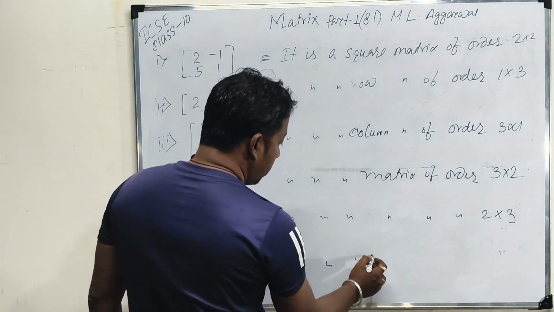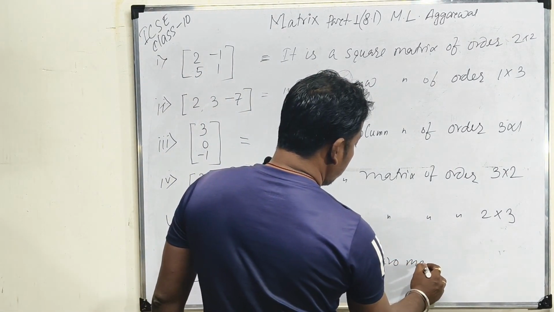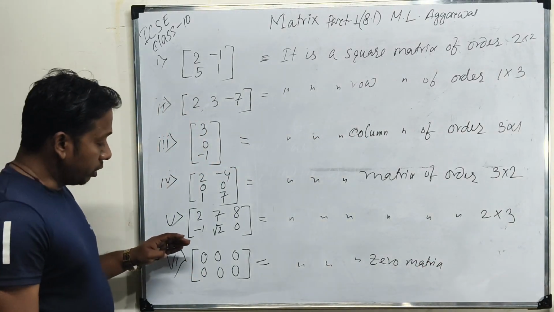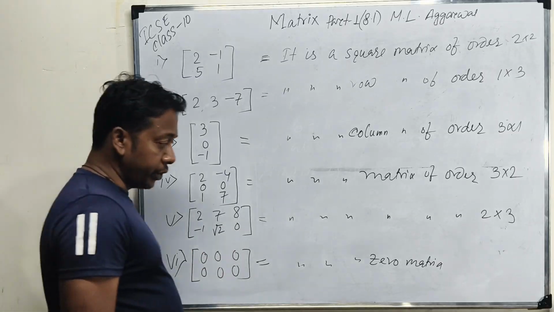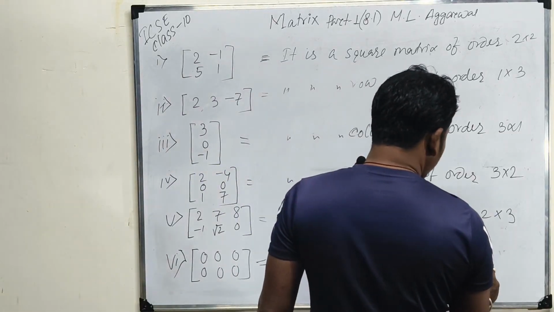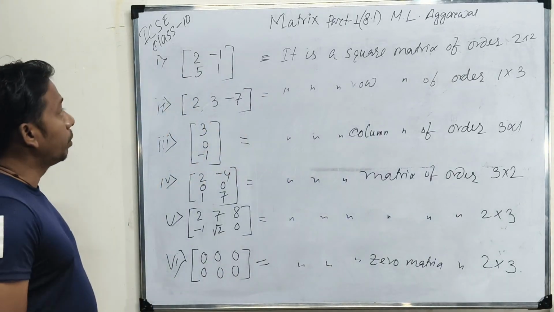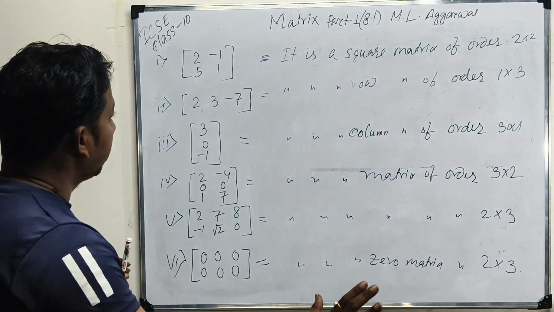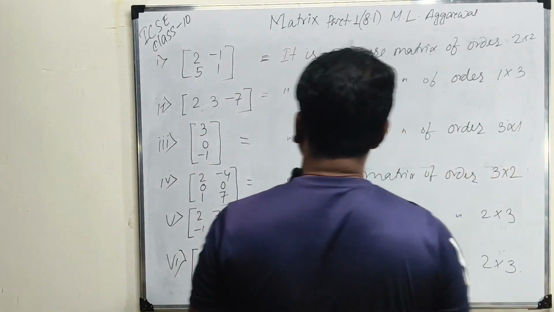Now here it is the 0 matrix because all the elements of this matrix are 0, and the number of rows is 2 and the number of columns is 3. Order 2 cross 3. Clear? Question number 1 completed. Any doubts? So just simply classify the matrix.